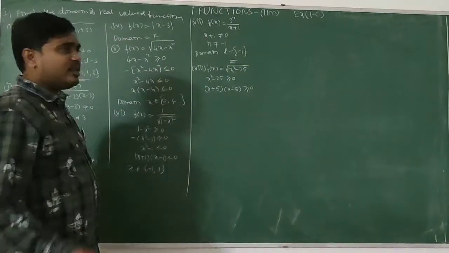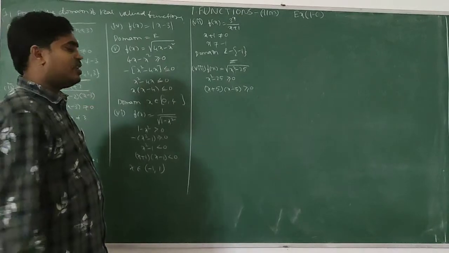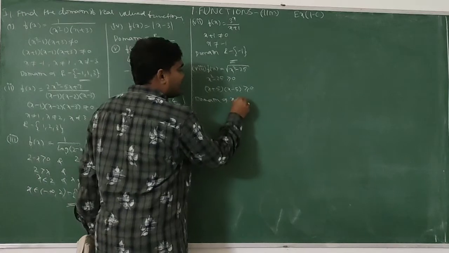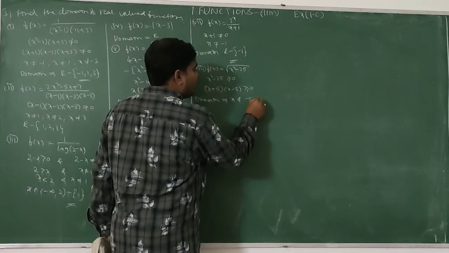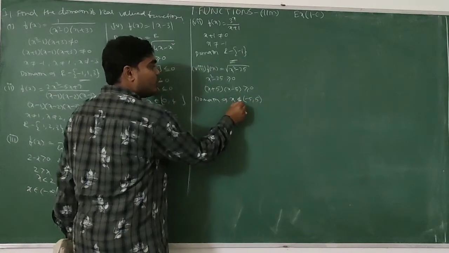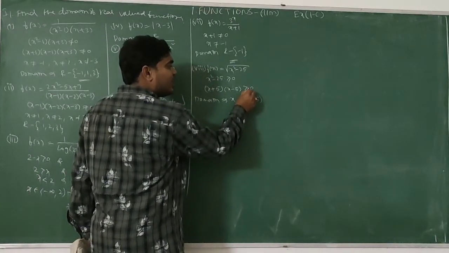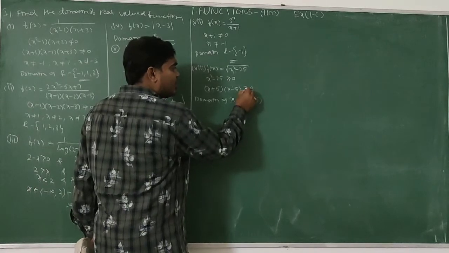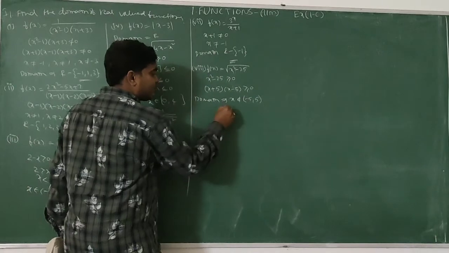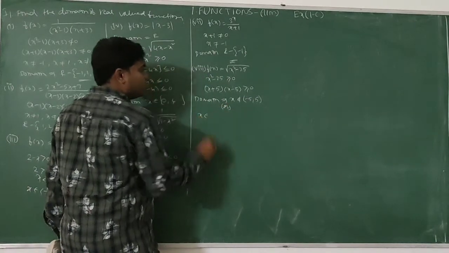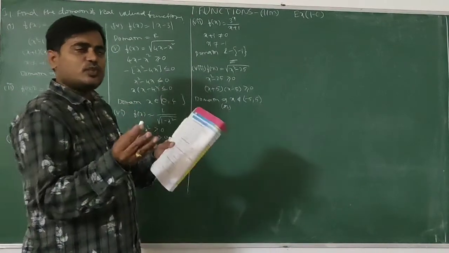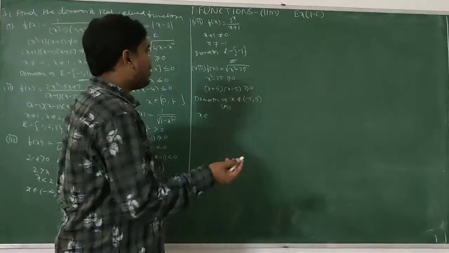If it is less than or equal to 0, it should be like between. If it is greater than or equal to 0, it doesn't lie between. So the domain: x doesn't belong to minus 5 comma 5. If it is equal, we are taking closed brackets with doesn't belong to. So x doesn't belong to minus 5 comma 5, which is nothing but either it should be less than minus 5 or greater than plus 5.